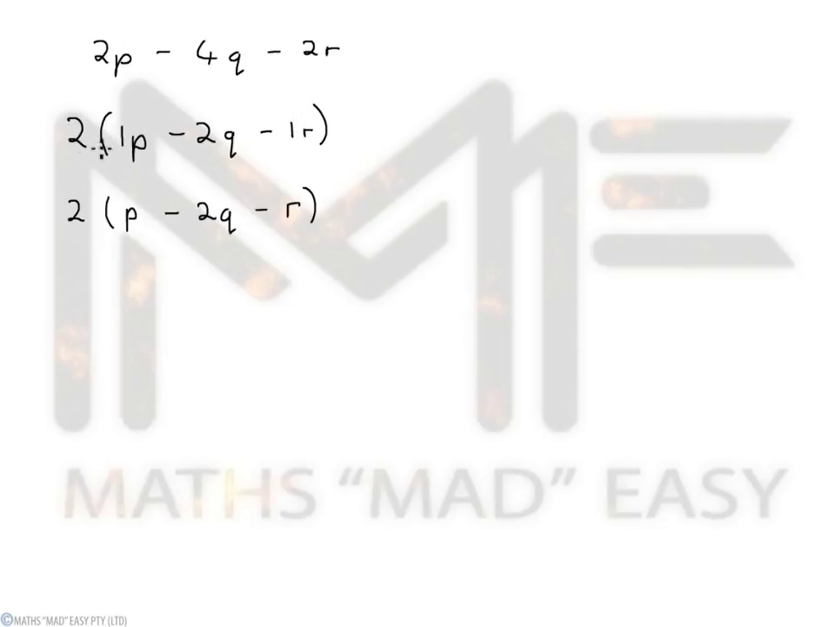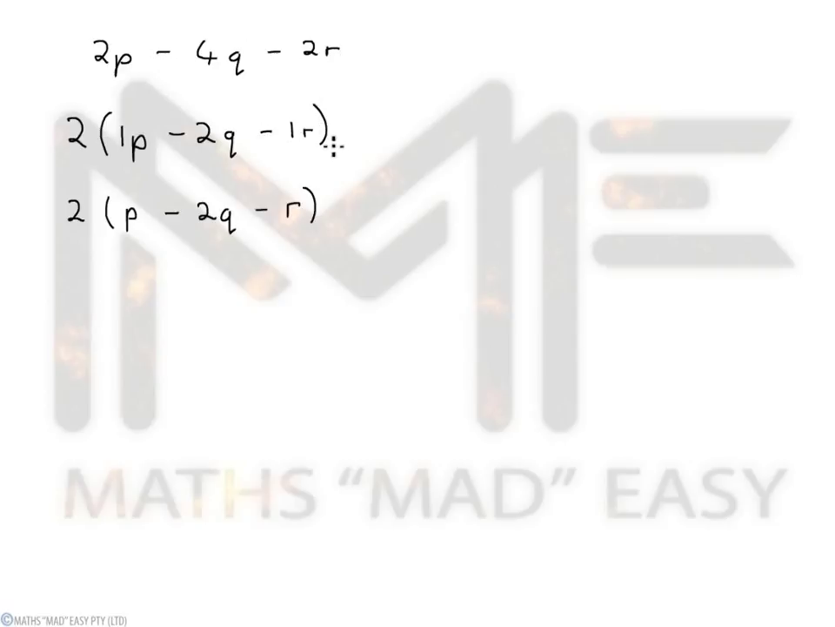Now from here on out, you just open your bracket again. Now you say 2 can be divided into 2 once. What's going to remain? Only the p. You write down your p. Negative stays negative. 2 can be divided into 4 twice, and what will remain? Only the q, so you write down your q. Then 2 can be divided into 2 once, and then what's going to remain? Only your r. Close your bracket.